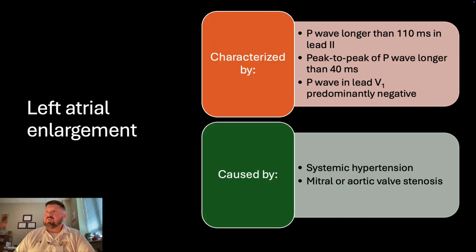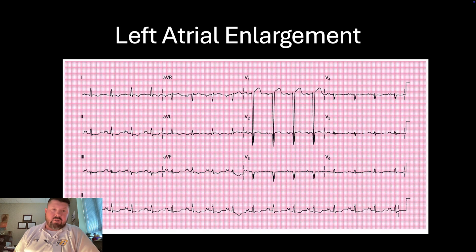With left atrial enlargement, we're going to have a longer P wave, greater than 110 milliseconds or 0.10 seconds. Peak to peak of the P wave is longer than 40 milliseconds, and you've got a predominantly negative P wave in V1. And this can be caused by hypertension, things that increase afterload. So in this case, we're going to see a predominantly negative P wave in V1. We're going to see this notched long P wave in 2, 3, AVF is where we're seeing it right here.